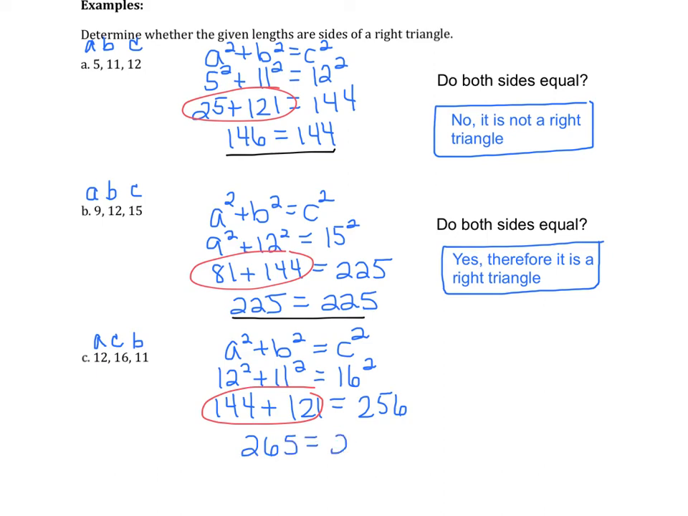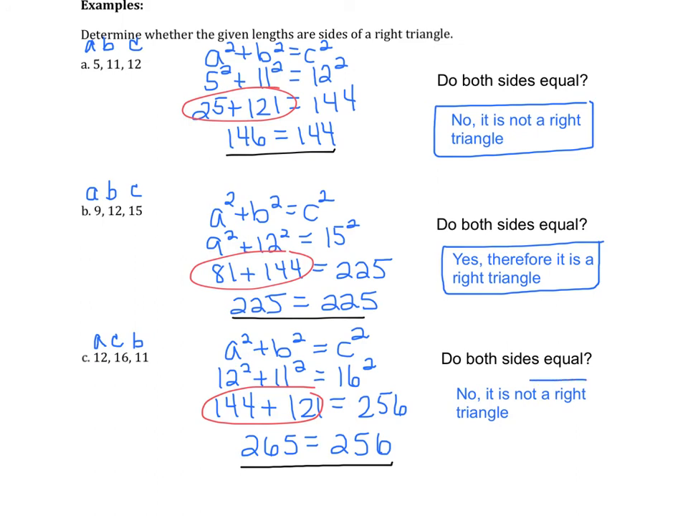equals 256. And you're going to ask yourself, do both sides equal each other? Well, let's look. Does 265 equal 256? No, they don't. Therefore, it is not a right triangle. So no, it is not a right triangle. Since they are not equal to each other, it is not a right triangle.